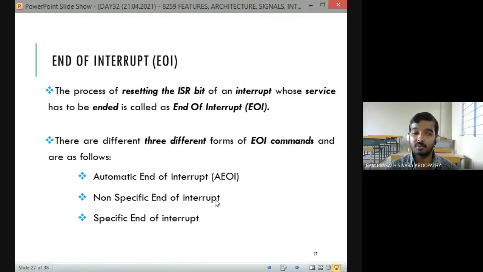IR0's ISR bit alone gets cleared. That is non-specific. We won't specify which interrupt's ISR bit has to be cleared; either the high priority interrupt or another ISR bit is cleared automatically. Correct? Specific EOI means we are specifying in the end-of-interrupt command which interrupt to terminate. That is the meaning of it.